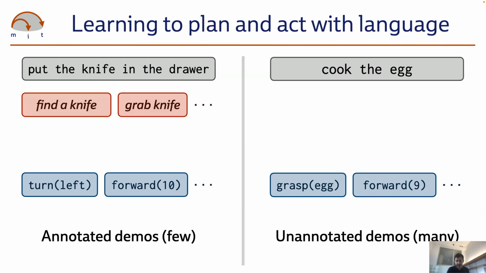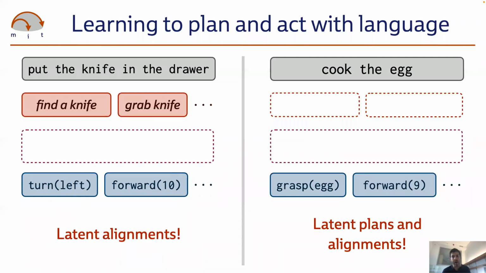Okay, so here's what we have at training time. We have our environment, we have our goals, we have our demonstrations, and on a subset of those demonstrations, we have these detailed step-by-step instructions as well. In other words, we have something that looks like a latent variable problem, where on our annotated demonstrations, the correspondence between steps of these plans and low-level actions is latent. And on most of our data, the plans themselves are latent and have to be inferred.